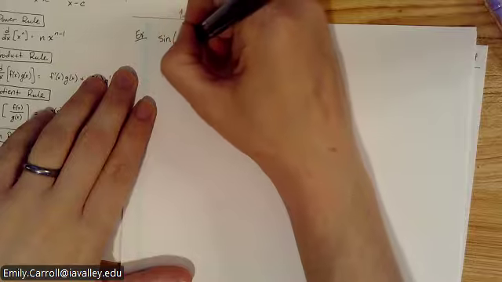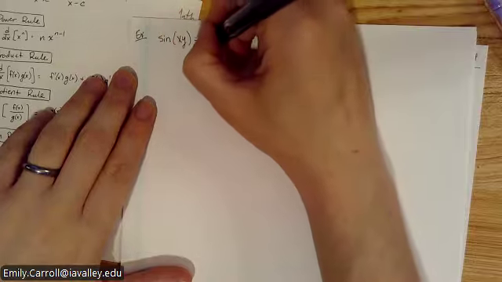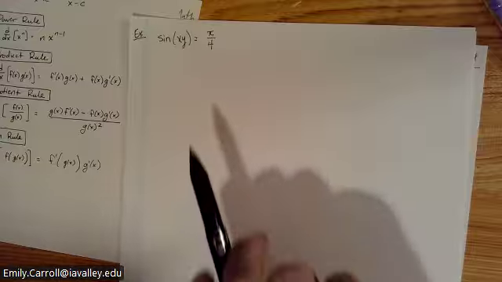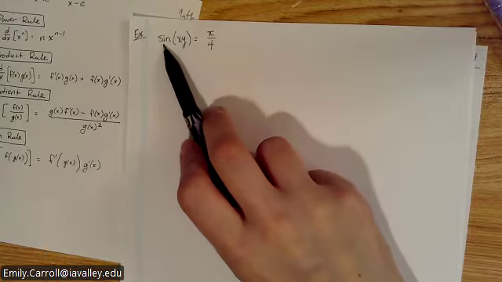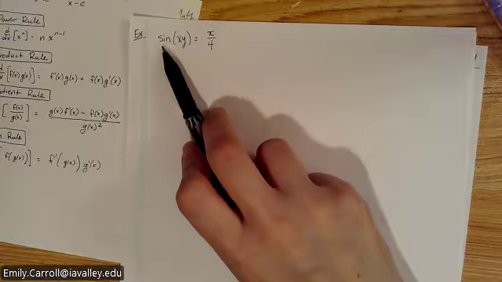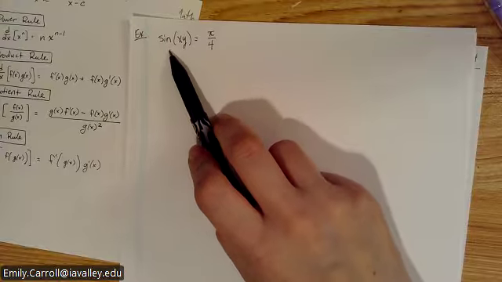Next example, let's do sine of xy equals pi over 4. Okay, so what we've got here is a product on the inside with a sine function on the outside. So there will be a chain rule involved and there will be a product rule.